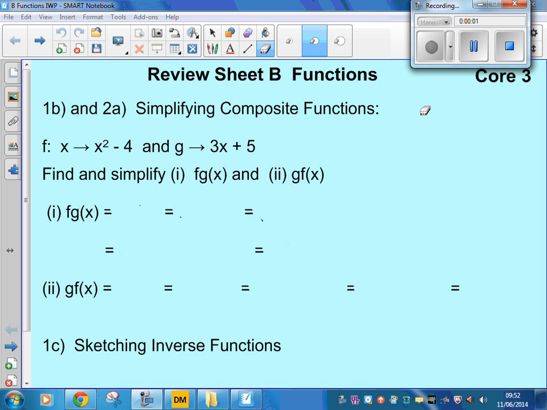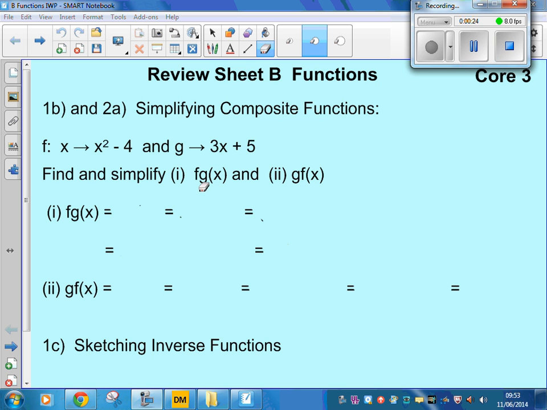Review sheet B functions. These are not the actual questions on the review sheet, but there are some similar questions, and so if you go through the video it will help you to answer the questions on the review sheet. The first ones are looking at simplifying composite functions, and you have to do that in 1b and 2a, but you also need to do it on other places on the review sheet as well.